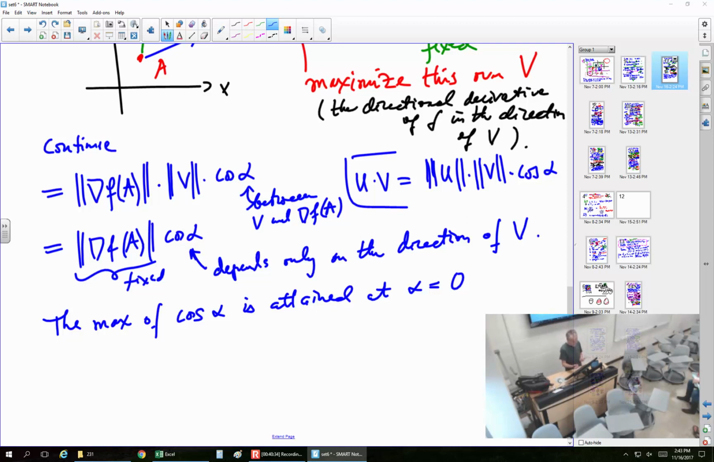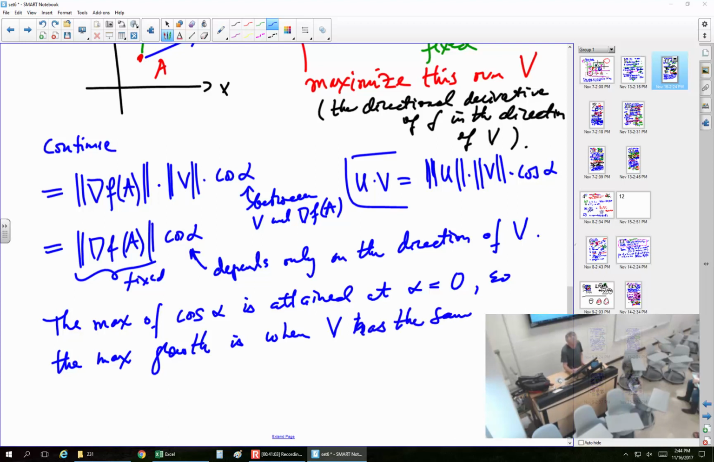So the value is equal to 1, but the point is that the maximum growth, rather than decline, is when v has an angle of 0 with the gradient, which means they're not parallel, but rather in the same direction. So it has the same direction as the gradient.